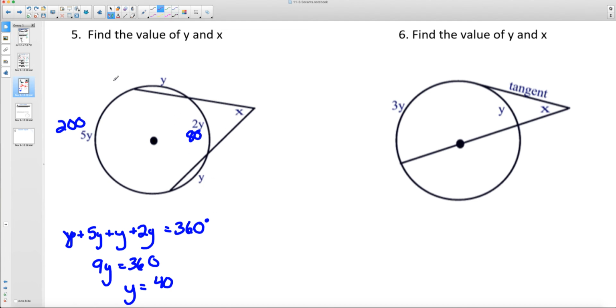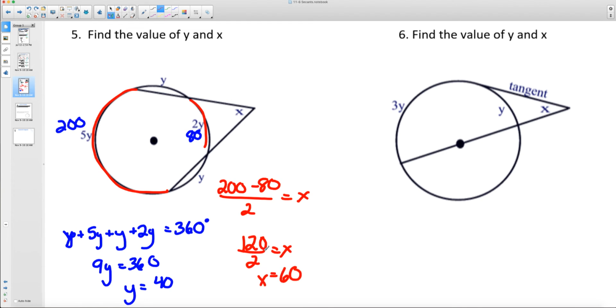Okay, now we have enough information where we could do arc minus arc divided by 2. So 200 minus 80 divided by 2 is going to give us angle x. So 120 divided by 2 equals x. X equals 60.